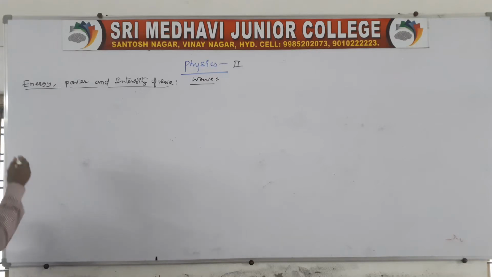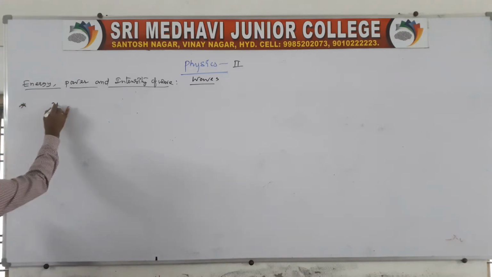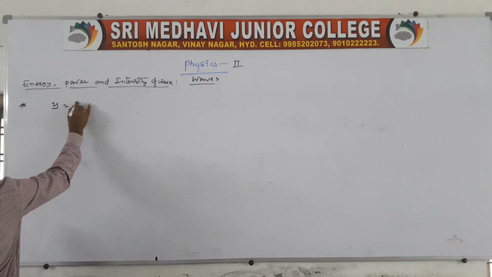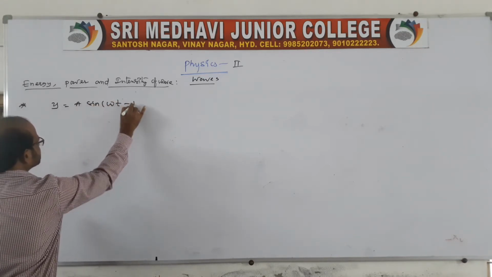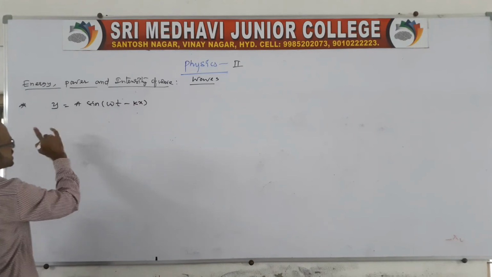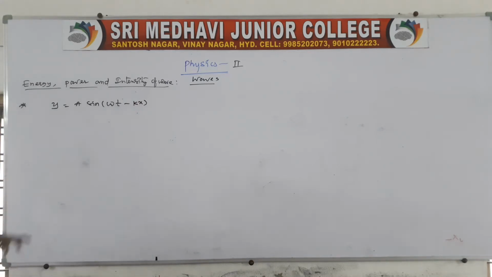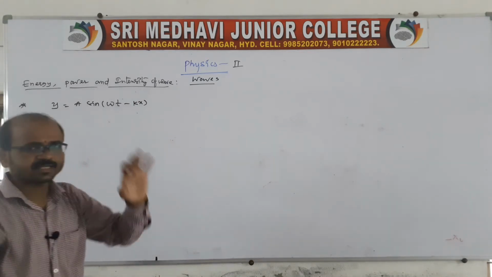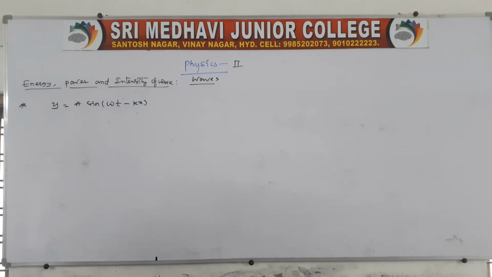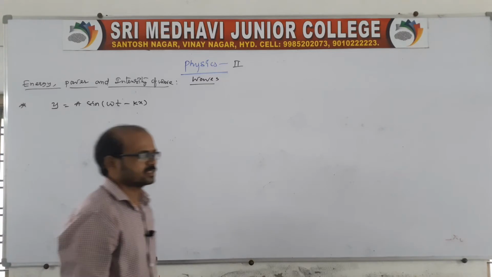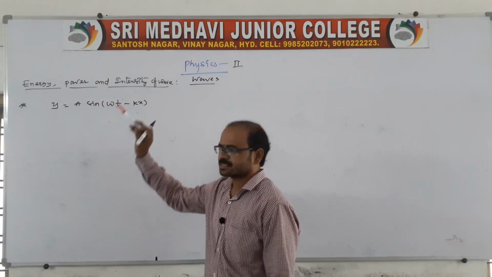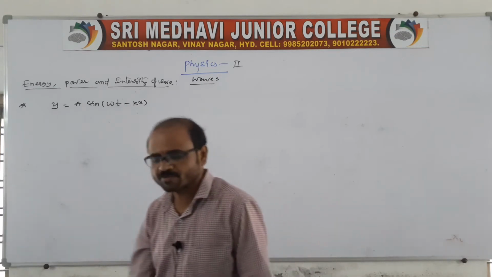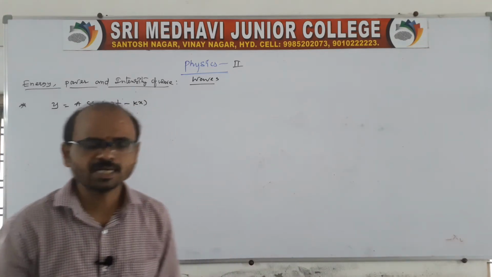So, in this case, we know the displacement y is equal to a sin(ωt − kx). The minus sign represents a wave propagating along the positive x direction, as I told you very clearly in the previous class. If you take a plus, that represents a wave propagating along the negative x axis.